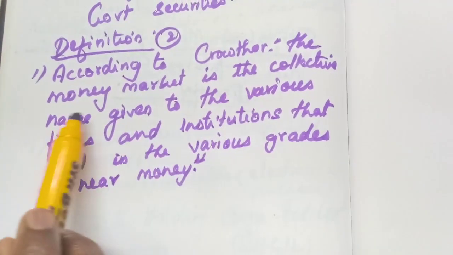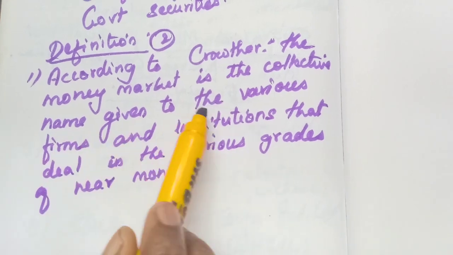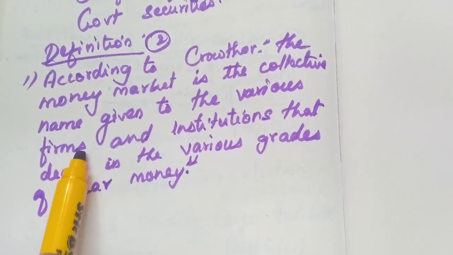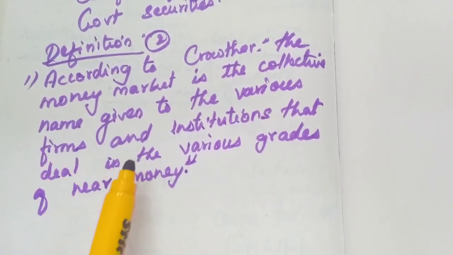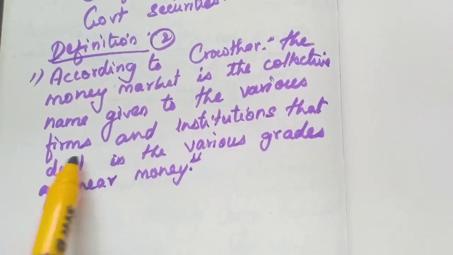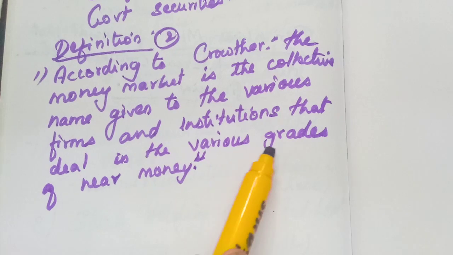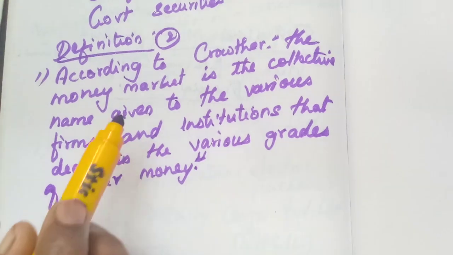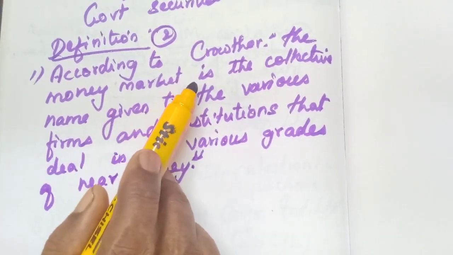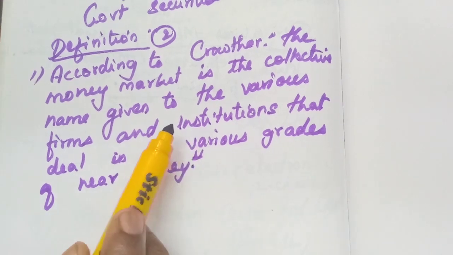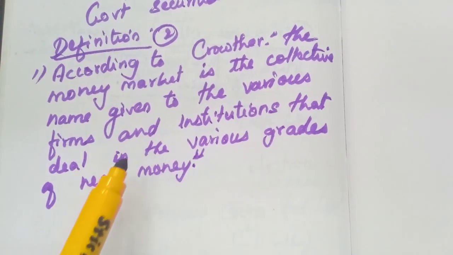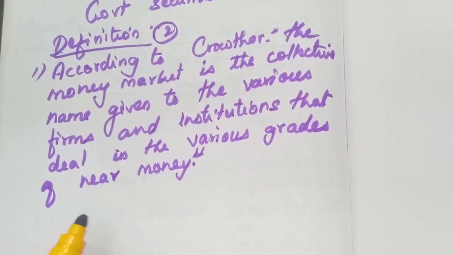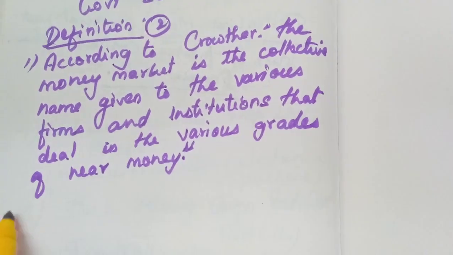In the same way, imagine this one also. According to Crowther, the money market is the collective name given to the various firms and institutions. Firms and institutions, or business concerns we can say, that deal in the various grades of near money. You might have understood. Learn this definition as it is given by Crowther. Don't write your own words, and don't use this example anywhere; I explained it just to make you understand this definition. Understood? Okay, now let us see the next definition.